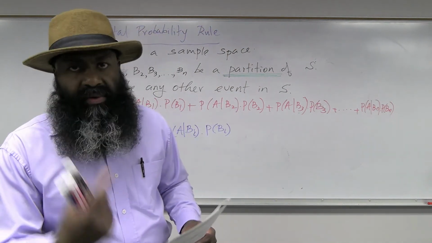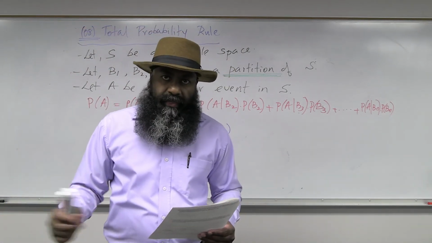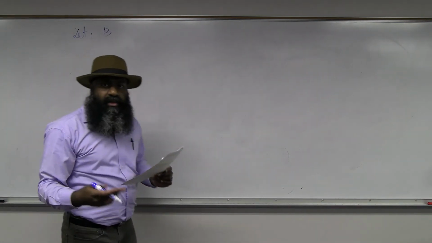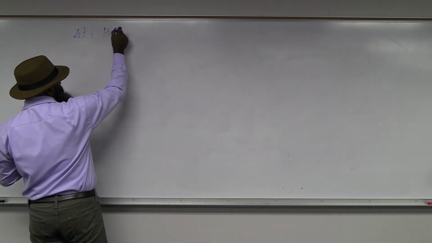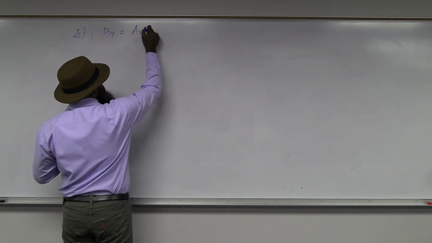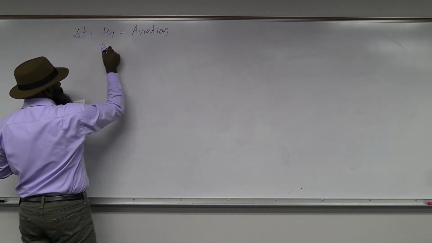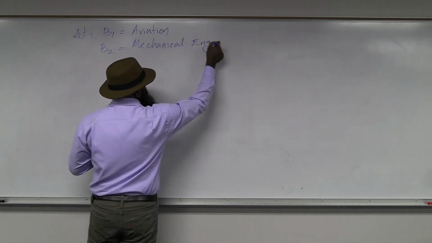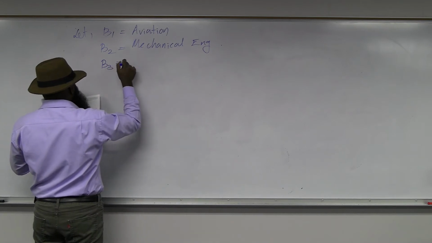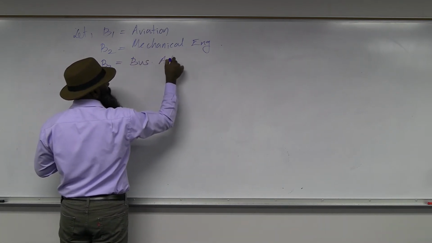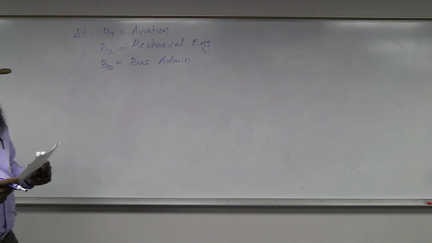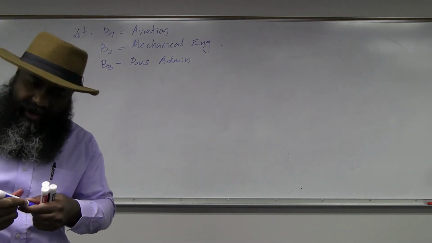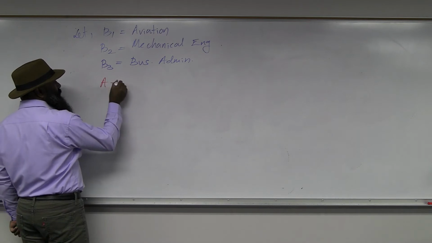Let's first convert these given probabilities into equations. So there are three departments. I'm going to let B1, B2, and B3 be those three departments. So I will define B1 as aviation, B2 as mechanical engineering, and B3 as business administration. And also we need the timely graduation rate, so I will define that as another event. I will define A as the timely graduation rate.